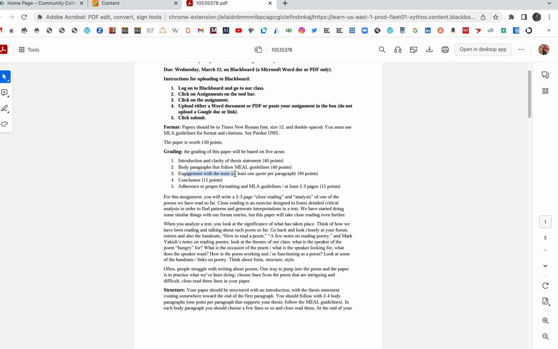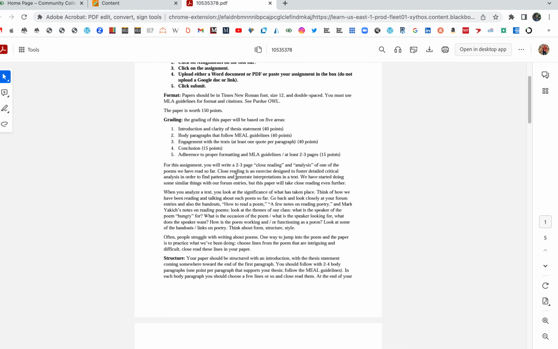You're going to include at least a quote in each body paragraph. That's engagement. When you do a close reading analysis, you're going to be quoting from the poem. So each body paragraph will include at least one quote. That's worth 40 points. So these first 3 are the big money part. The conclusion, 15, proper MLA guidelines, and at least 2 to 3 pages, that's 15.